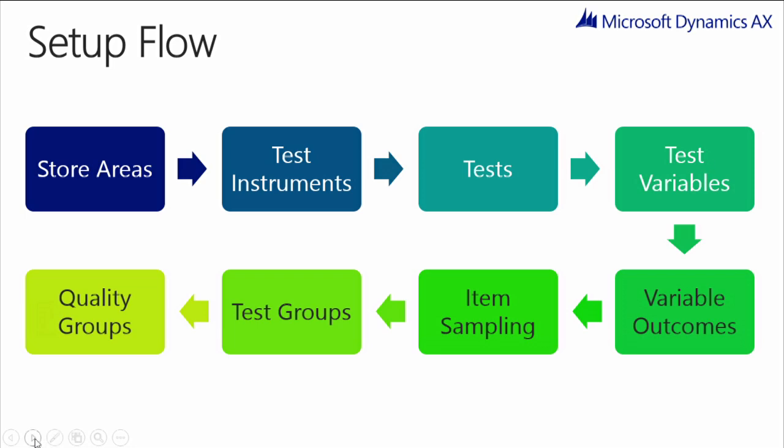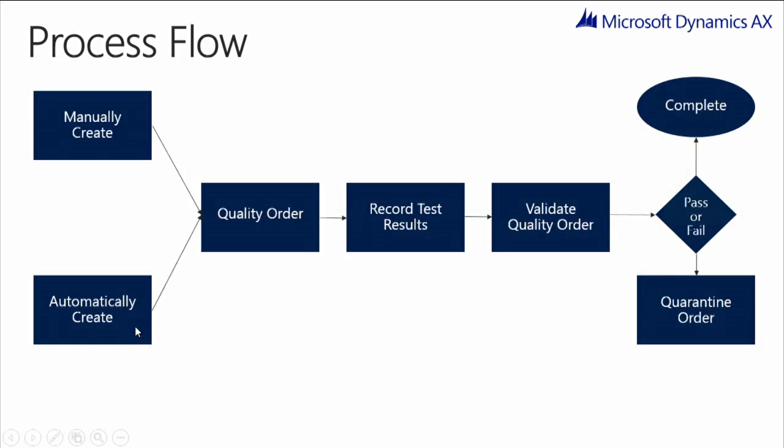Next, let's look at the flow for processing quality orders. You can see here on the screen that you can either manually or automatically create a quality order. We'll be reviewing each of these processes a little later on. Once a quality order is generated, you must record the test results. This is done on the lines of the quality order form.